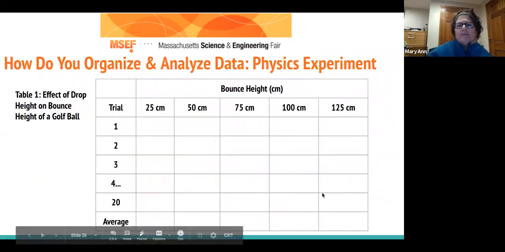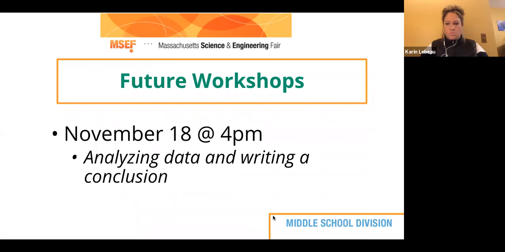And then here's the same thing. So here's the bounce height, again, independent variables going across the top. And then this would be 20, 25 times going down and then just average. Oh, that's it.